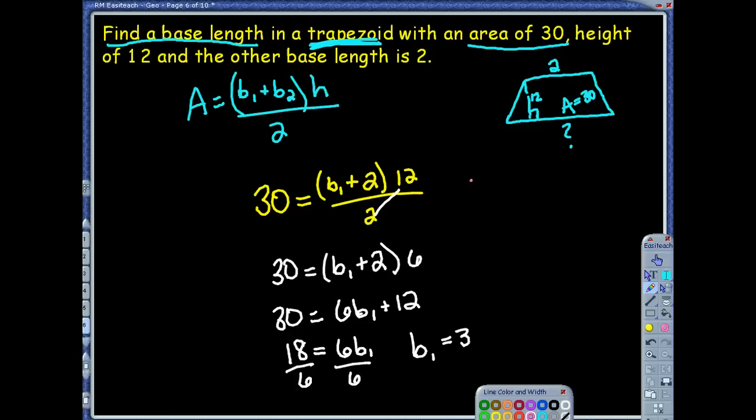So what we're saying is that this 30 should equal our 3 plus 2 times 12 divided by 2. Well, what do you know about 3 plus 2? 5. And 5 times our 12. 60. And 60 divided by 2? 30. It works out to our 30.